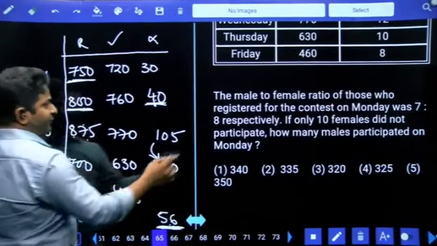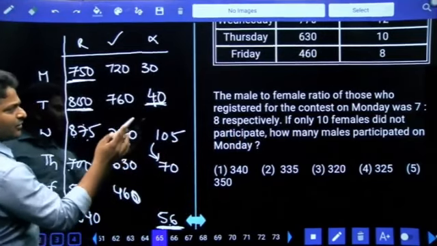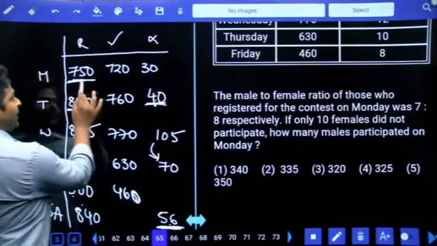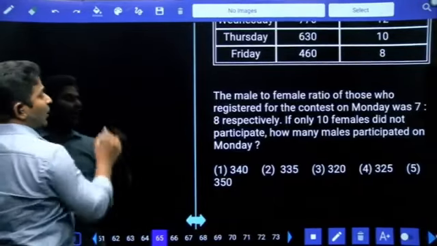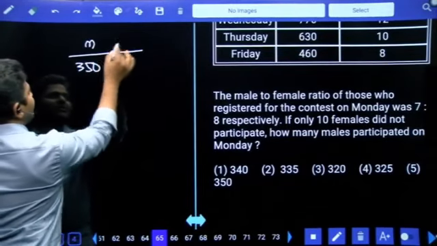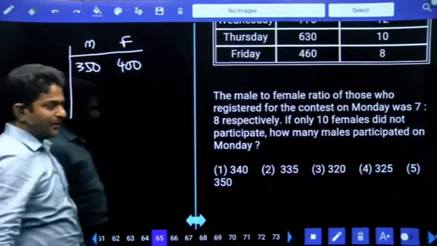750. Now 750 is divided in the ratio 7:8, male to female. 7 and 8 in the sense 15 parts. If 15 parts is equal to 750, one part is equal to 50, then male are 7 parts, which is 350. Female are 8 parts, which is 400. These are the total number of people.